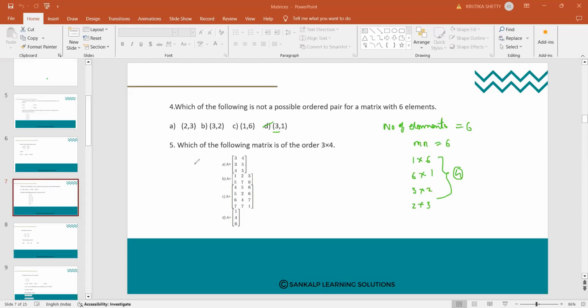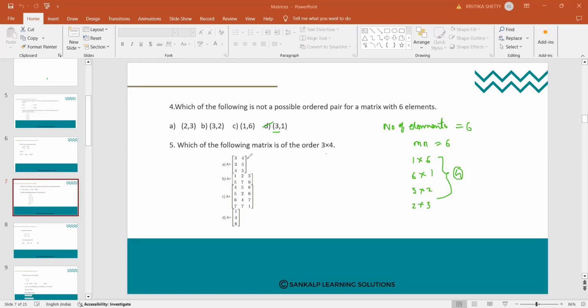Next, question number 5. Which of the following matrices is of the order 3 cross 4? Simple question. It should have 3 rows and 4 columns. Just tell me the answer quickly. Out of the given options, C, 3 rows.